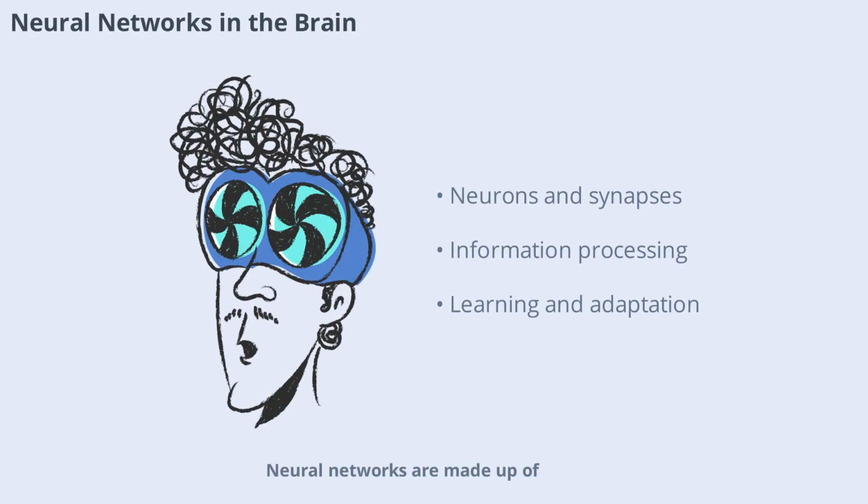Neural networks are made up of interconnected neurons that process and transmit information. These networks underlie everything from basic reflexes to complex thoughts and emotions. The brain's network structure enables rapid communication, learning, and adaptation, making it one of the most sophisticated biological systems known.